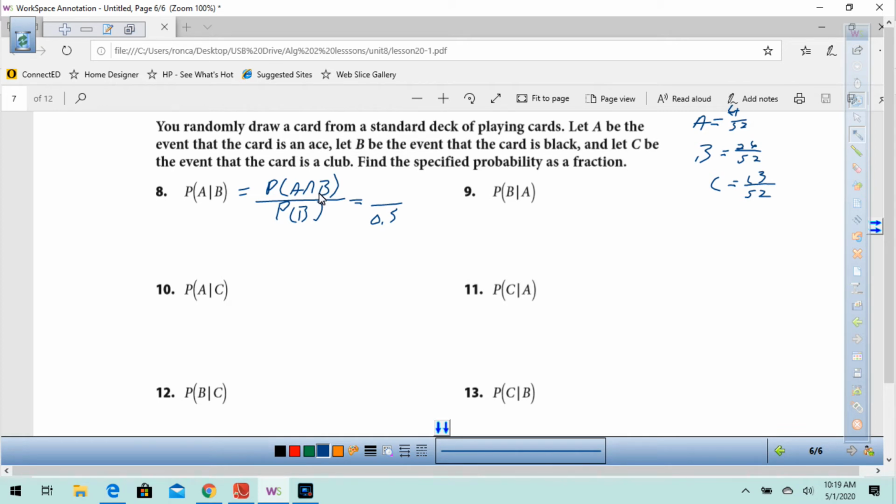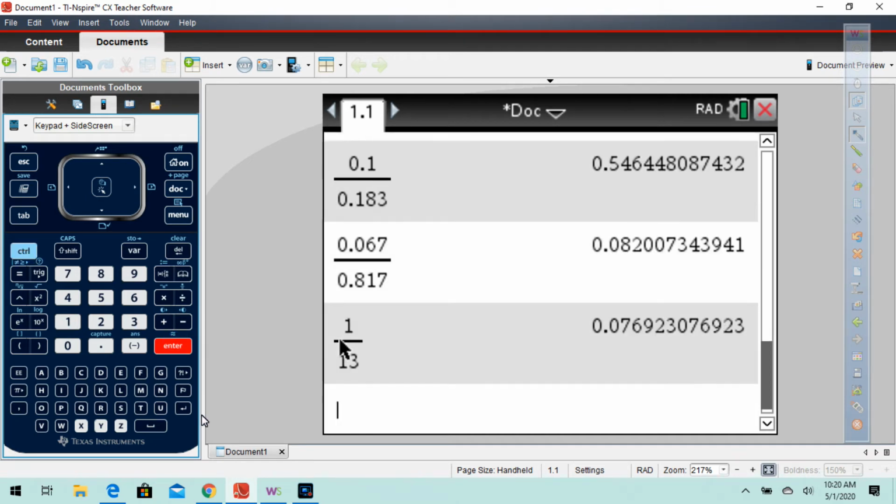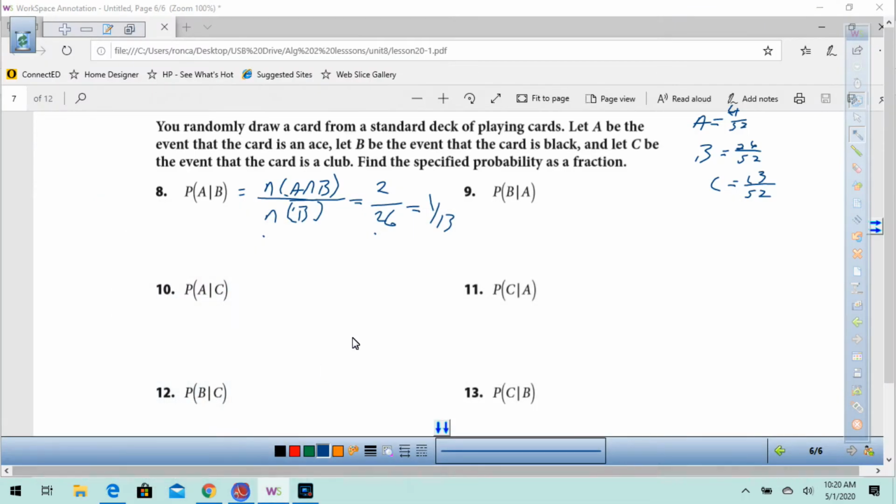A intersection B. Well, let's see. Why don't we do it like this? The number of A intersection B is 2 black aces, and then the number of B would be 26, and that gives me 1 over 13. That's 0.08. Number 9.